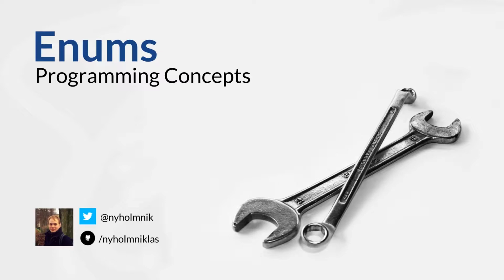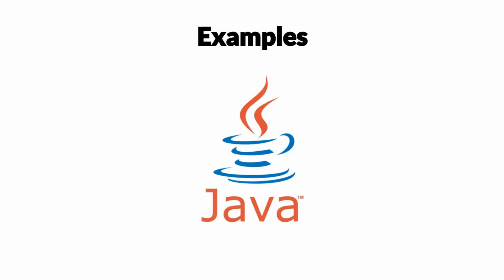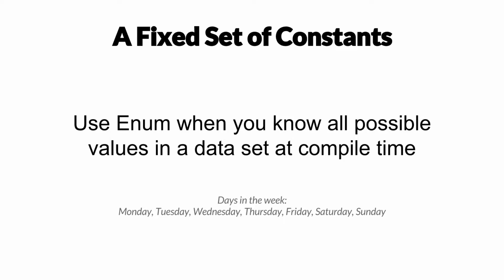Today we're going to talk about enums, or enumerations, however you want to call them. And to do that we're going to use some examples. Those examples will be in Java. So let's start with this concept of a fixed set of constants.